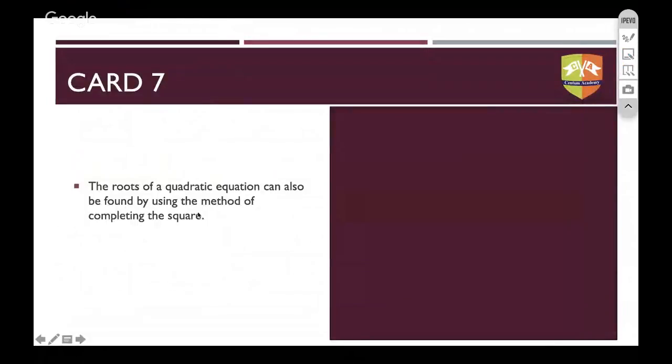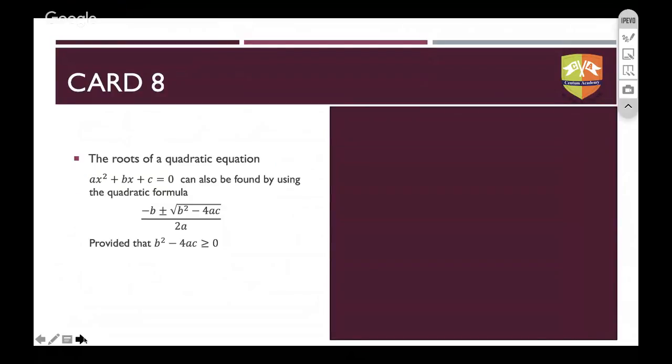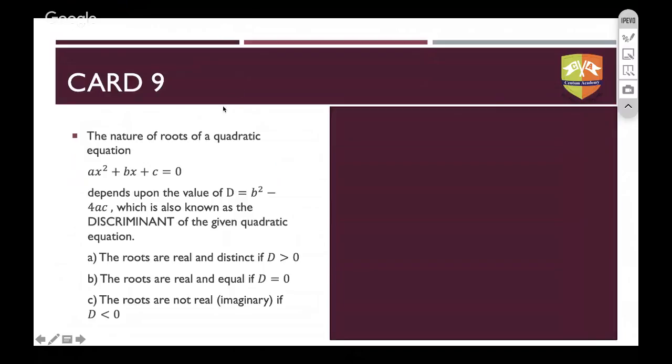So we discussed that roots of a quadratic equation can also be found by using the method of completing the square. And next is this quadratic formula. Now, here are important things, which are discussed in the next slide. So let me go to the next slide. Now, here we are talking about the nature of roots of a quadratic equation. So there will be questions on the nature of roots of a quadratic equation. So how do we find out?